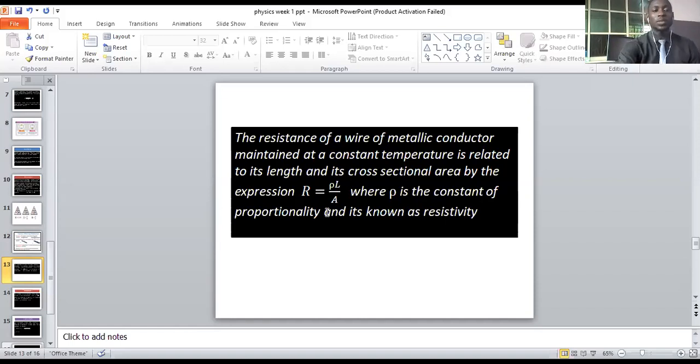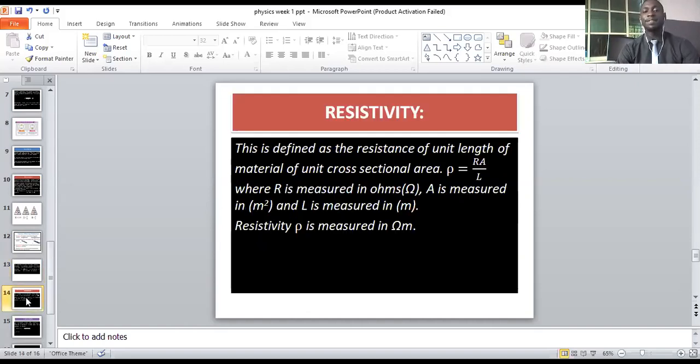So let's go to the next thing, which is the resistivity. Resistivity is defined as the resistance of a unit length of a material of unit cross-sectional area. Resistivity is directly proportional to the resistance and the area, but inversely proportional to the length. This is the mathematical expression of resistivity. And the unit of resistivity is measured in ohm meter. Repeat after me: ohm meter. That is the unit of resistivity.